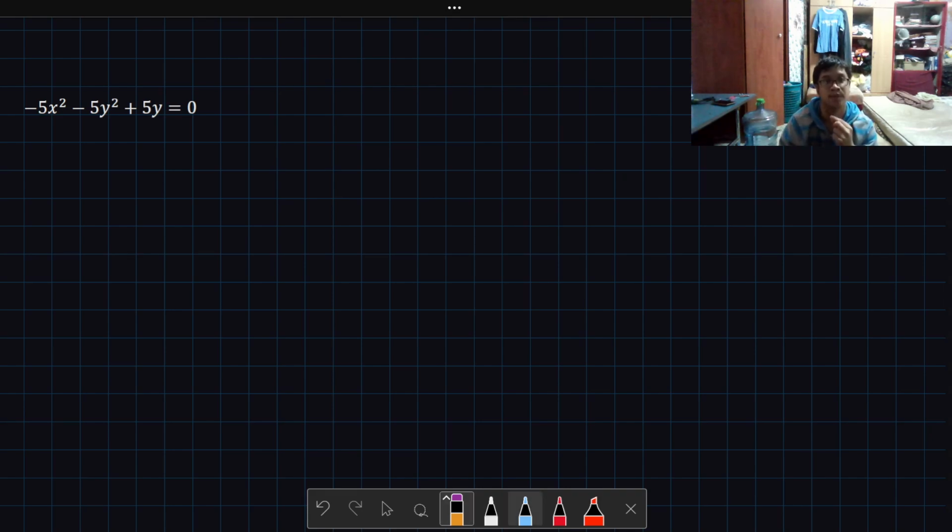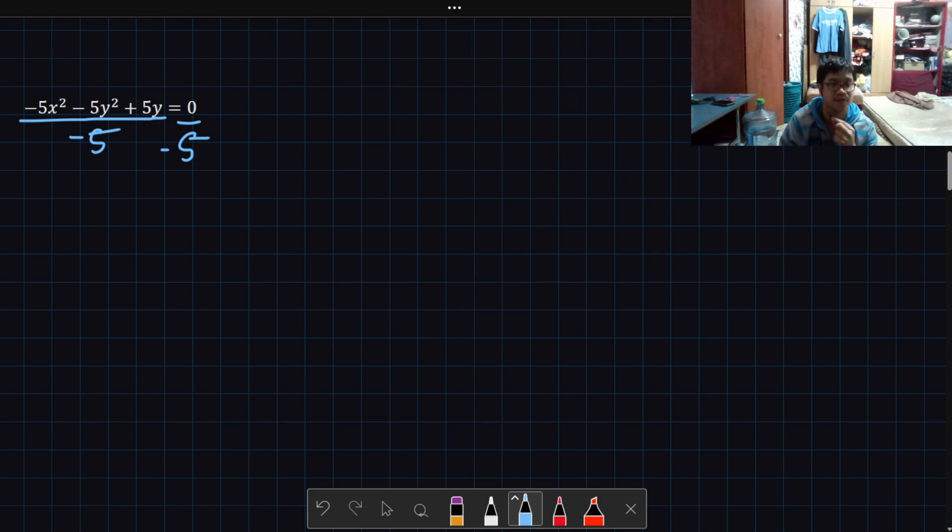So let's solve this problem. The first step again is to take a look at the coefficient of your x squared and y squared. If you take a look closely, the coefficient of your x squared and y squared is negative 5. Therefore, if there exists a coefficient of x squared and y squared that is a number other than 1, you have to divide the equation by its coefficient. Or, another way to say it, we will divide both sides of the equation by negative 5.